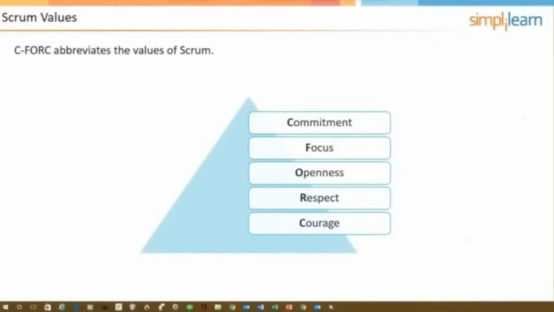O is openness. That's analogous to the T, transparency, in the pillars, meaning we're going to be completely open in sharing information about the project, our own opinions, our fears, our concerns, etc. R stands for respect, and that's kind of a 360 view. We respect ourselves, we respect others, we respect the concepts that we are using as part of Scrum, and we respect the other stakeholders as well, 360.